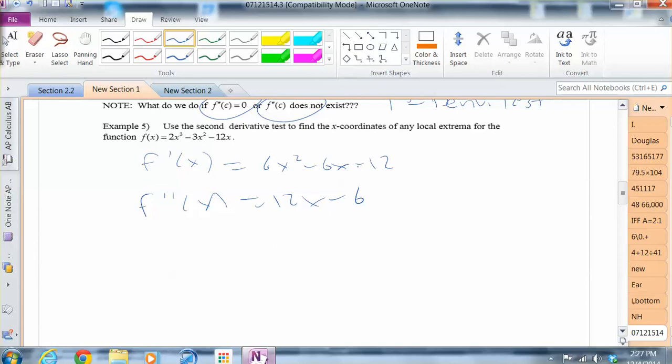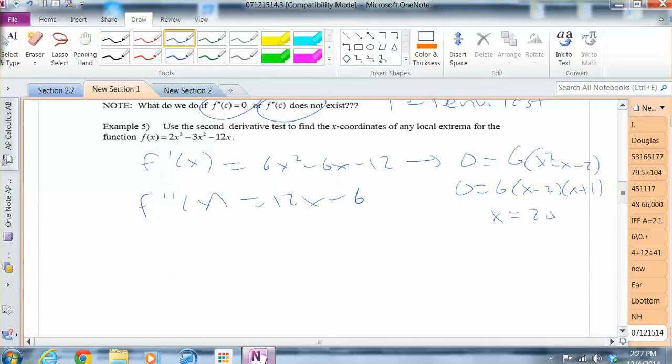Now, if we see where the derivative could be 0, because that's important. 0 equals, and we factor out 6, x squared minus x minus 2. 0 equals 6, x minus 2, x plus 1. x equals 2 or negative 1. So that's where the derivative would be 0.